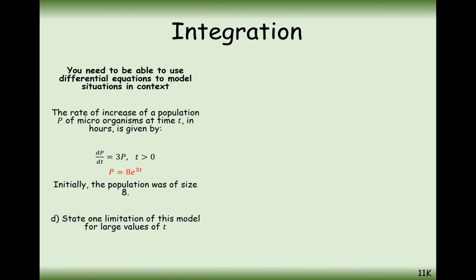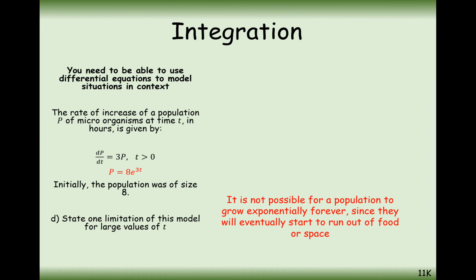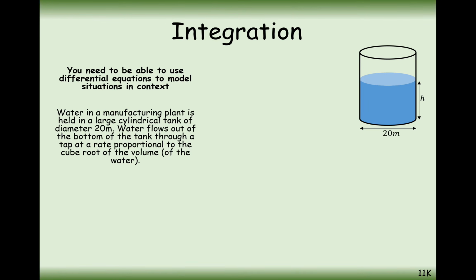And the next question is state one limitation of this model for large values of t. Well, it's not possible for the population to grow exponentially forever, since it will eventually start to run out of food or space. Okay, so linking it back to the context of the question is really important there. Now that was quite a basic question there. Here is definitely a harder type question.